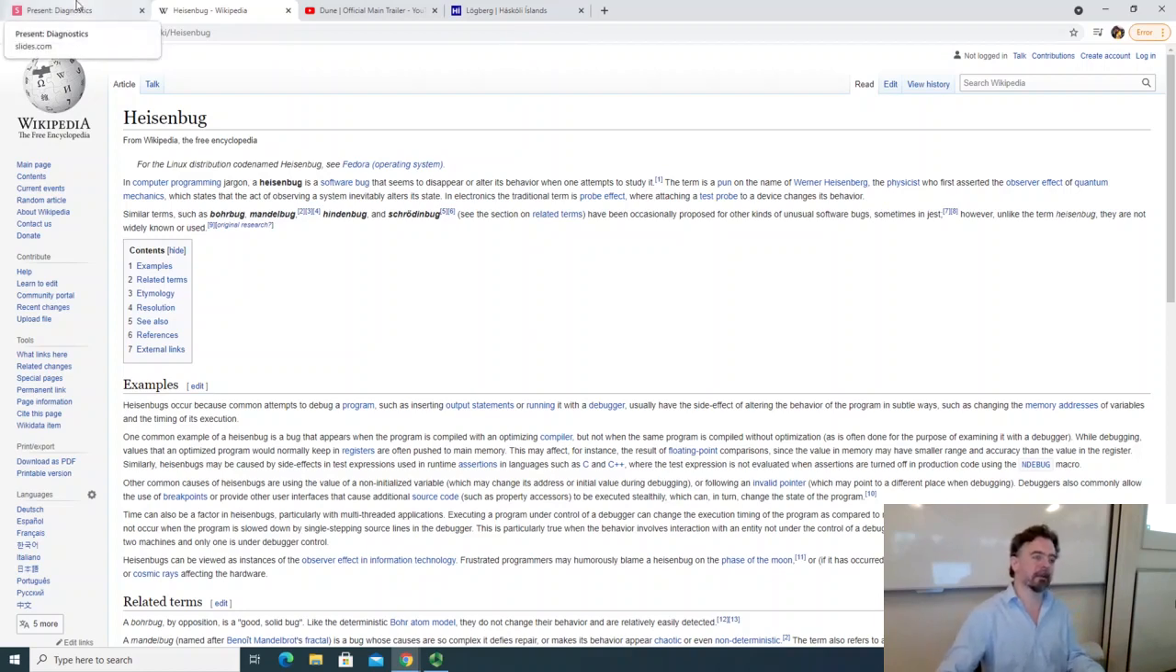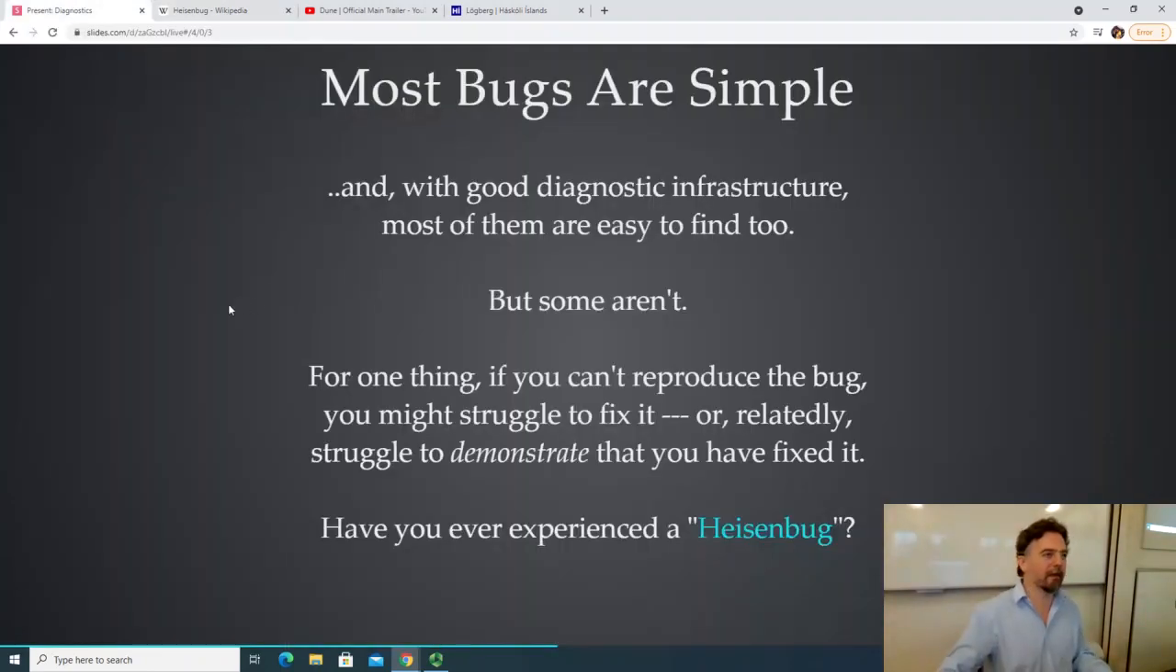Or you have a bug where, if you try to do any diagnostics on it, it actually stops happening. Do you have any ideas how that could ever be, other than the universe is out to get you? No? Well, there are various ways it can happen.